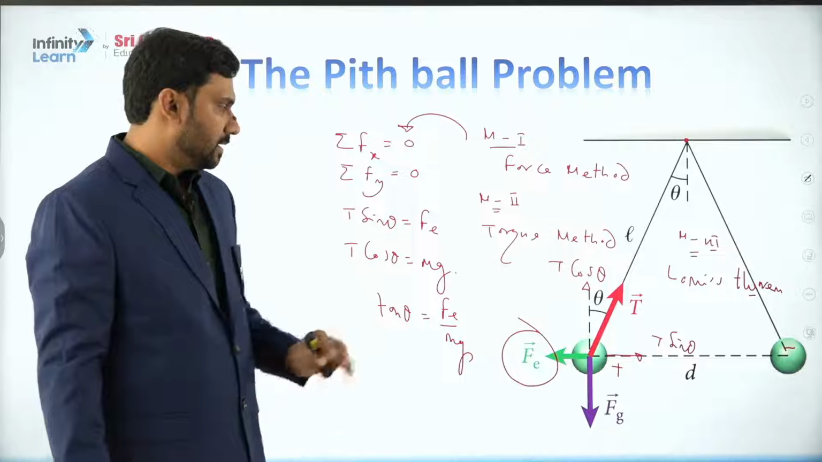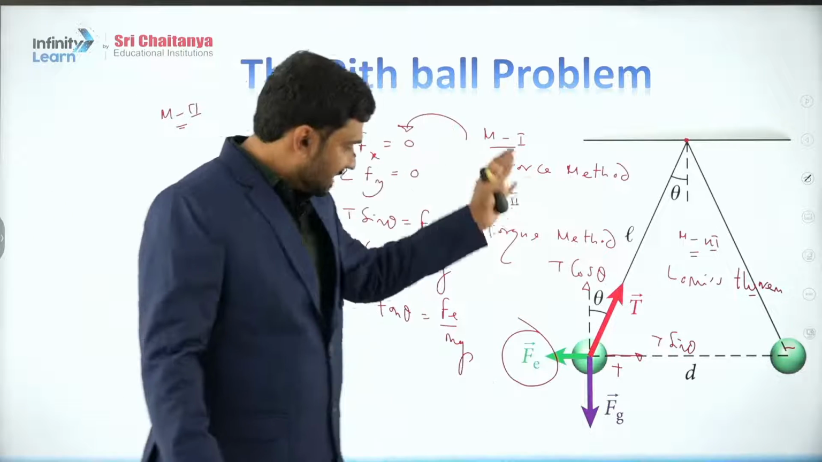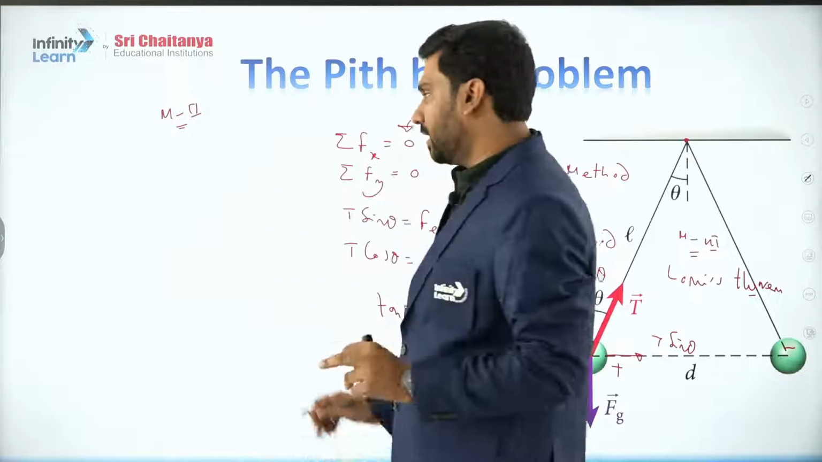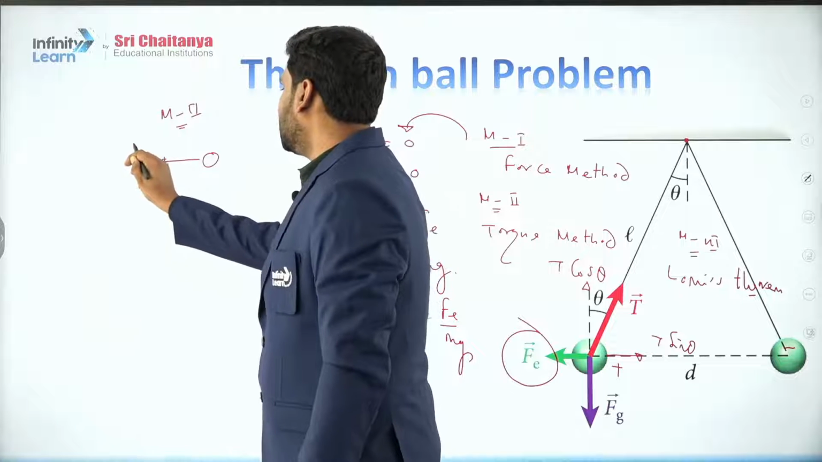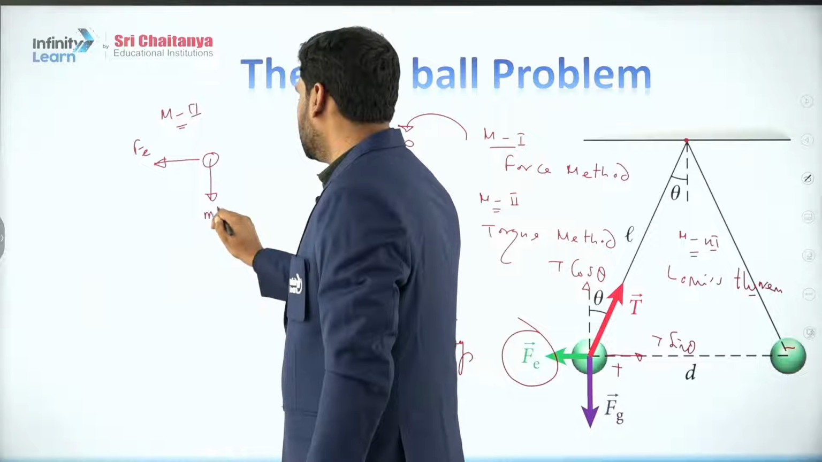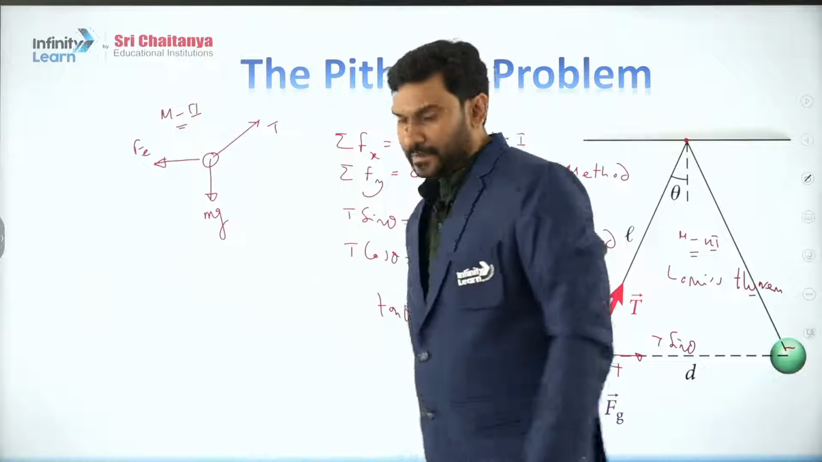What is torque method? See, Fe is acting in that direction, mg is acting vertically down, and T is passing through the point of suspension. I'll just make a simple diagram. This is Fe in the horizontal direction. This is downward mg, and in this direction tension is acting.